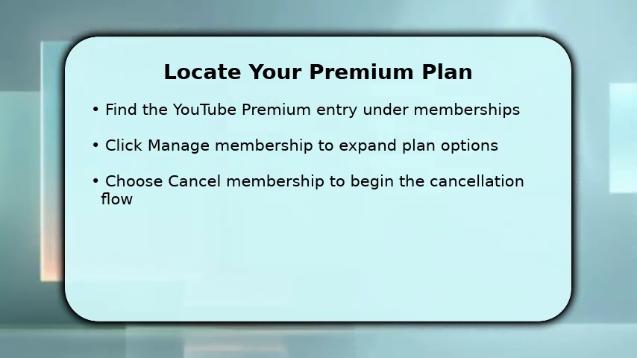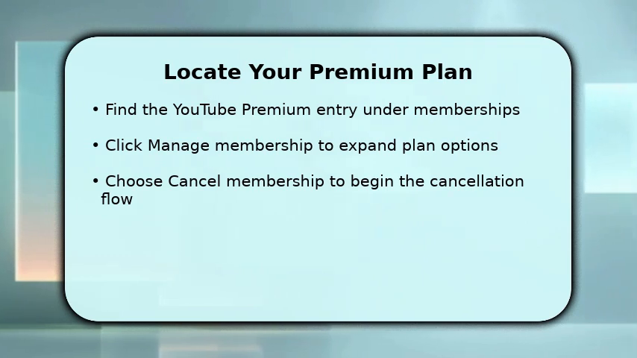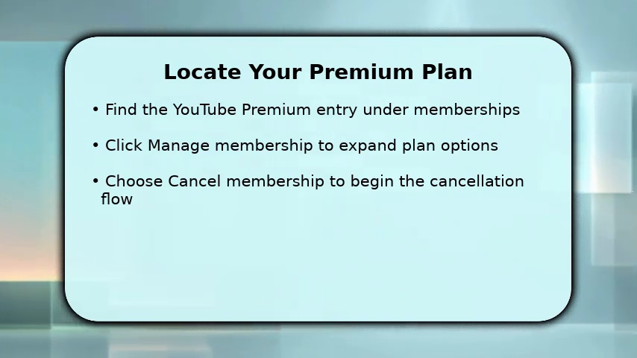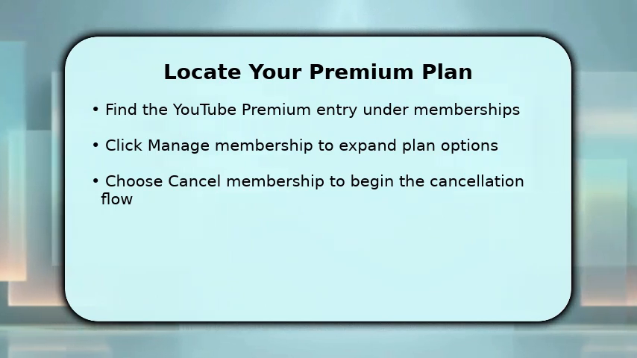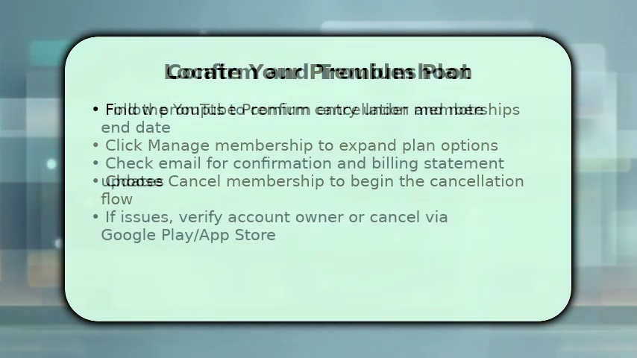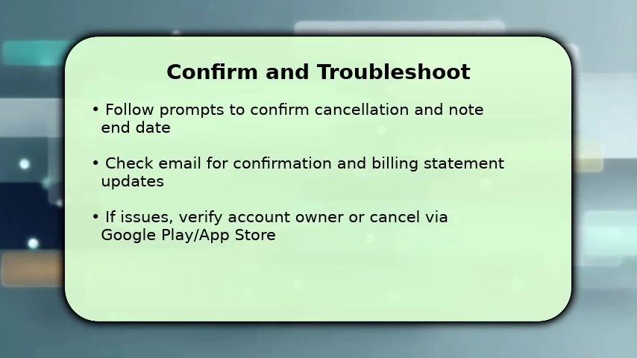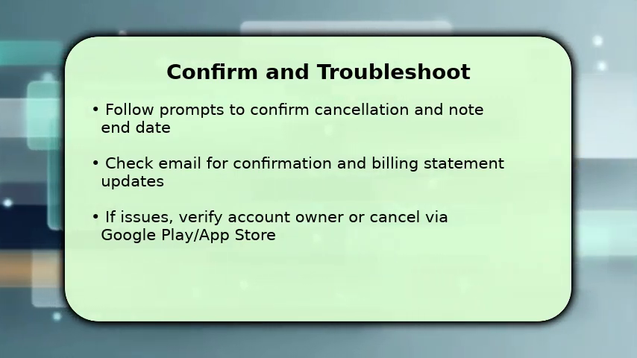Next, select Cancel Membership. YouTube will present confirmation screens explaining refunds or remaining access. Read those prompts so you know the effective date. If you're part of a family plan, make sure you're the manager before proceeding. Then continue through the cancellation confirmations. Finish by confirming cancellation in the final prompt and note the date when premium ends. You retain benefits until then.